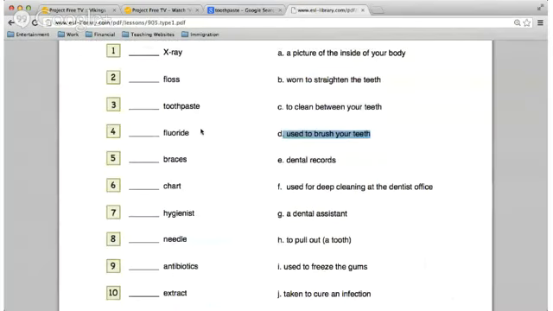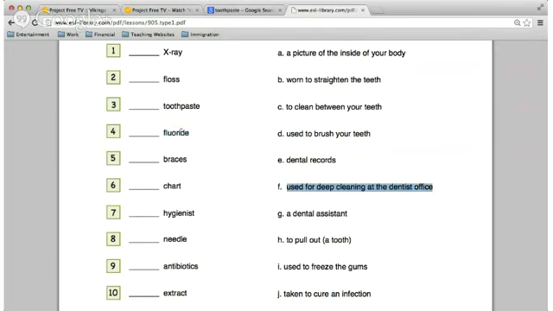Very good. Number four is for Paulina. Oh, it's fluoride. Good, good. Fluoride. Excellent pronunciation. And what would fluoride be? Oh, I don't know. Maybe it's used for deep cleaning at the dentist office, no? Okay, yeah, so we could use that for deep cleaning. Yep, that would make most sense. So used for deep cleaning.